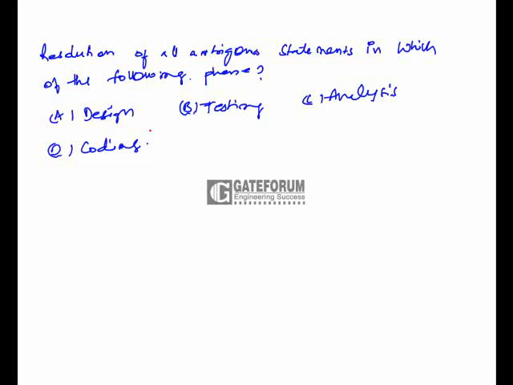Solution of all ambiguous statements is in which of the following phases? Option A, design phase. Option B, testing. Option C, analysis phase. And option D, coding phase. Here resolution of all ambiguous statements should be made in analysis phase only. Why? Because if we ignore any ambiguous statements in analysis phase, those ambiguous statements will be continued till the coding phase. So those ambiguous statements should be eliminated at analysis phase only. So here correct option is option C.